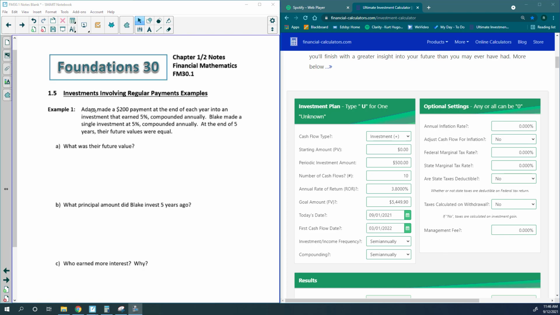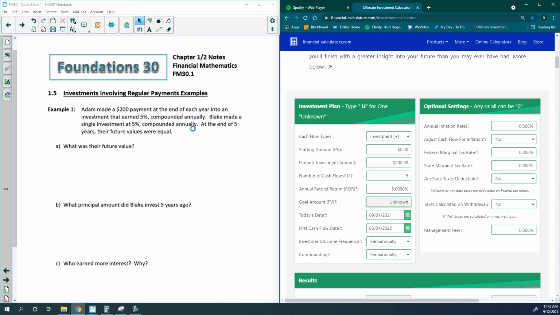And so Adam's making $200 payments, so starting amount is zero because he doesn't have anything in his account to start with. Then he's going to make a $200 payment. It's at the end of each year, and this is going to go for 5 years. So it's once a year for 5 years. So our number of cash flows is 5. Our interest rate is 5. And that's our future value is the unknown. That's what we're looking for.